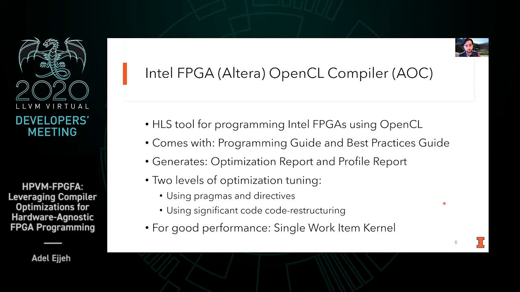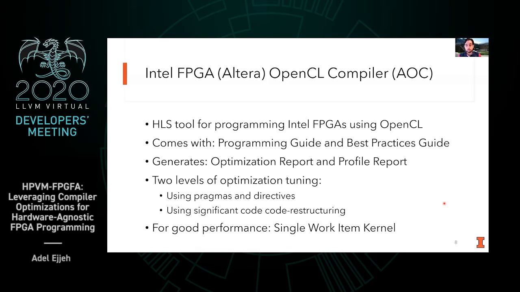To give a quick overview, Intel AOC is an HLS tool for programming Intel FPGAs using OpenCL. It comes with a couple of guides that help the programmer optimize their code for getting good performance on the FPGA. It also generates multiple reports that can be analyzed by the programmer in conjunction with the guides to determine how to get better performance out of the compiled kernels. Optimizations can either be in the form of pragmas and directives, or they can require significant code restructuring. And in most cases, the latter is required to get good performance.